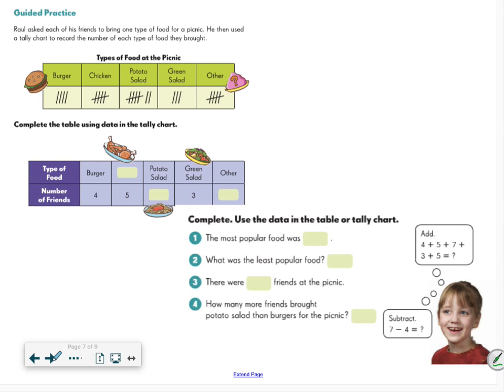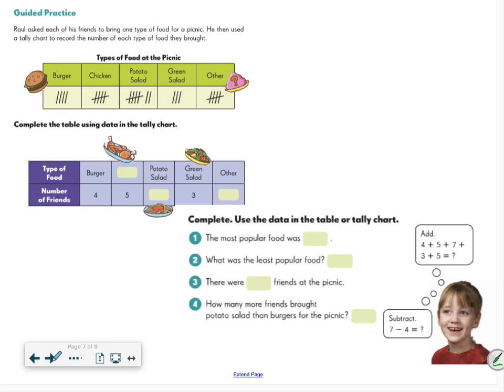Now, Raul goes on another data collecting spree, and he wants to ask his friends to bring one type of food for a picnic. So first he uses a tally chart, because if you're going to walk around the classroom and ask everybody what they want to bring, you can't write numbers and keep erasing the number and keep adding it. Tallies let you really quickly add everybody's choice.